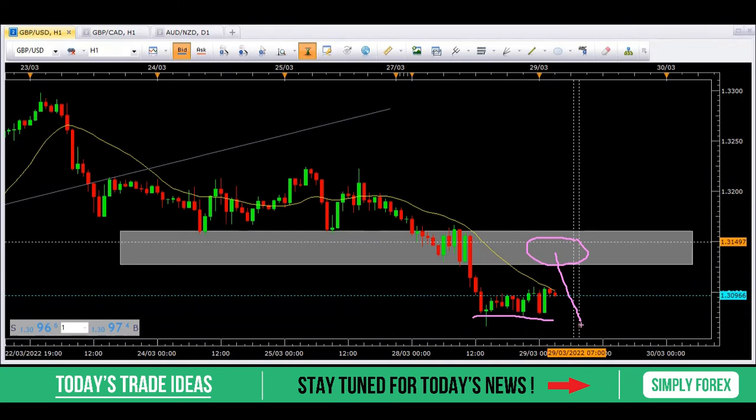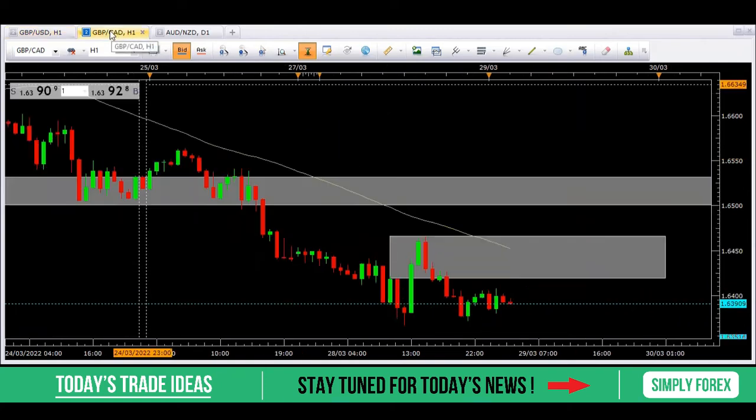So we'll close 80% of the trade here, and then we'll leave 20% to run back down to our higher time frame target. So that's the idea for that one, pound US dollar short. The next one is this.